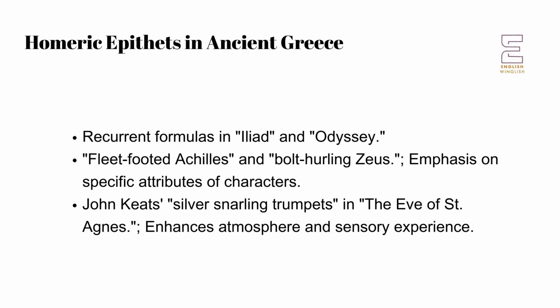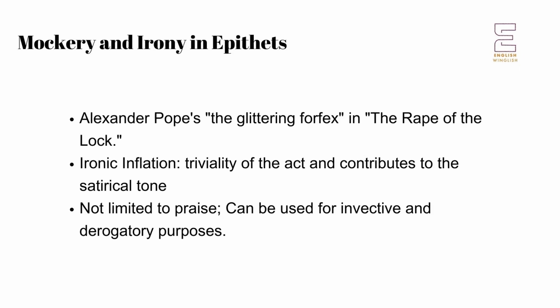The Romantic poet John Keats effectively uses epithets in his works to create vivid imagery. In The Eve of St. Agnes, Keats employs the epithet silver snarling trumpets to describe the sound of the wind blowing through the castle. This description not only provides a sensory experience for the reader, but captures the magical and mystical atmosphere of the poem.